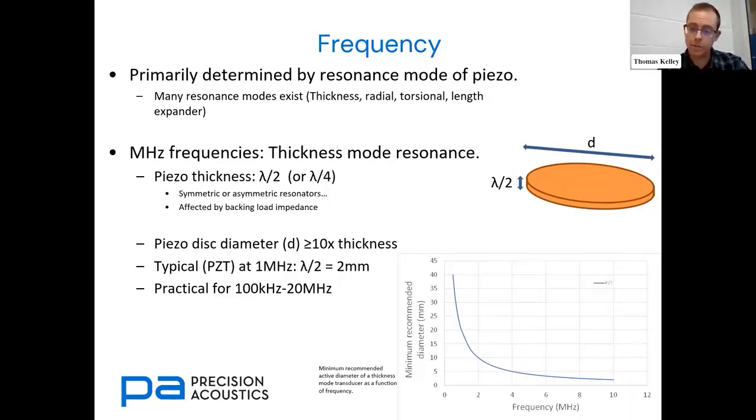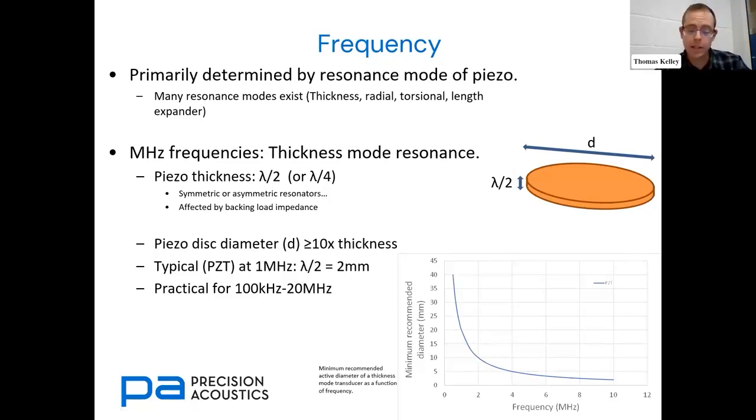So this means that thickness mode transducers often use thin disc-shaped piezo elements, as we've got here. So you can see we've imposed a restriction on the size of the transducer based on the frequency we want to operate at and the resonance mode we want to operate in. On this graph on the bottom right, you can see this 10 to 1 aspect ratio constraint gives us a minimum recommended diameter as a function of frequency. So 40 millimeters at 500 kilohertz, for example, or 20 millimeters at 1 megahertz for a typical PZT piezoceramic.